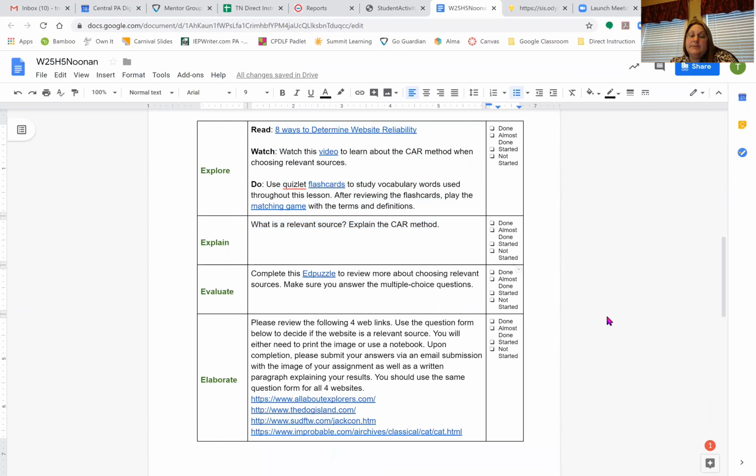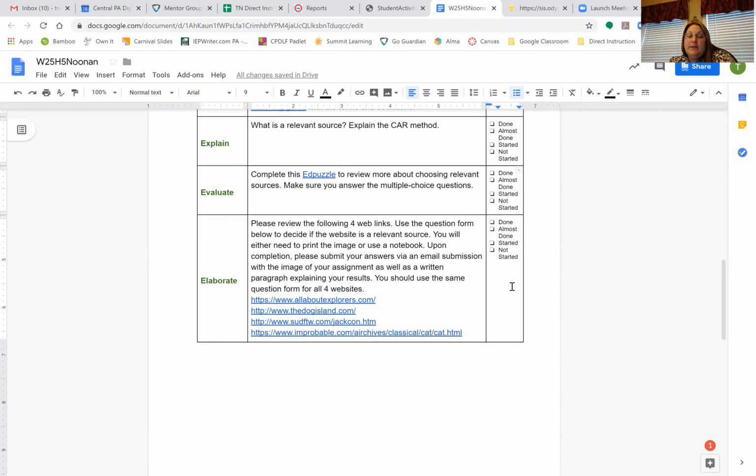All right, so you're going to explain what a relevant source is. Explain the CAR method. Use the CAR method to explain your relevant source. What does it mean to you? You're going to complete this EDpuzzle about choosing relevant sources. It's going to give you some information, and as always, it will stop and ask you a multiple choice question.